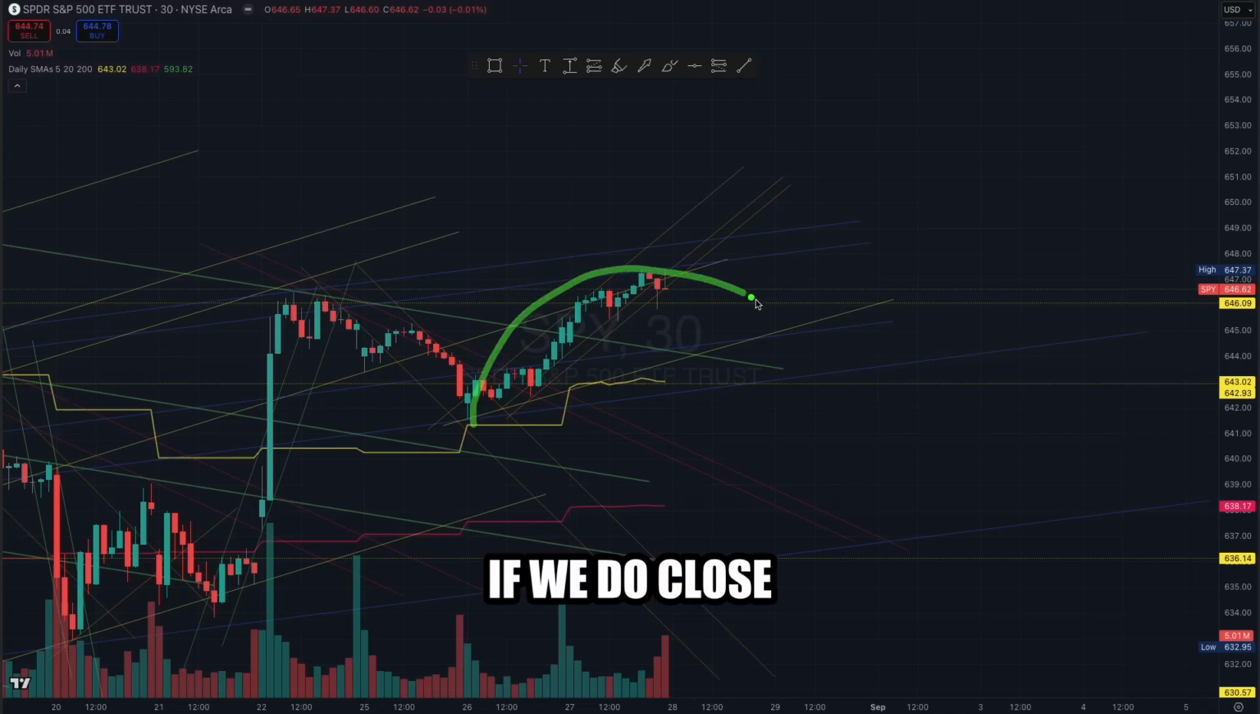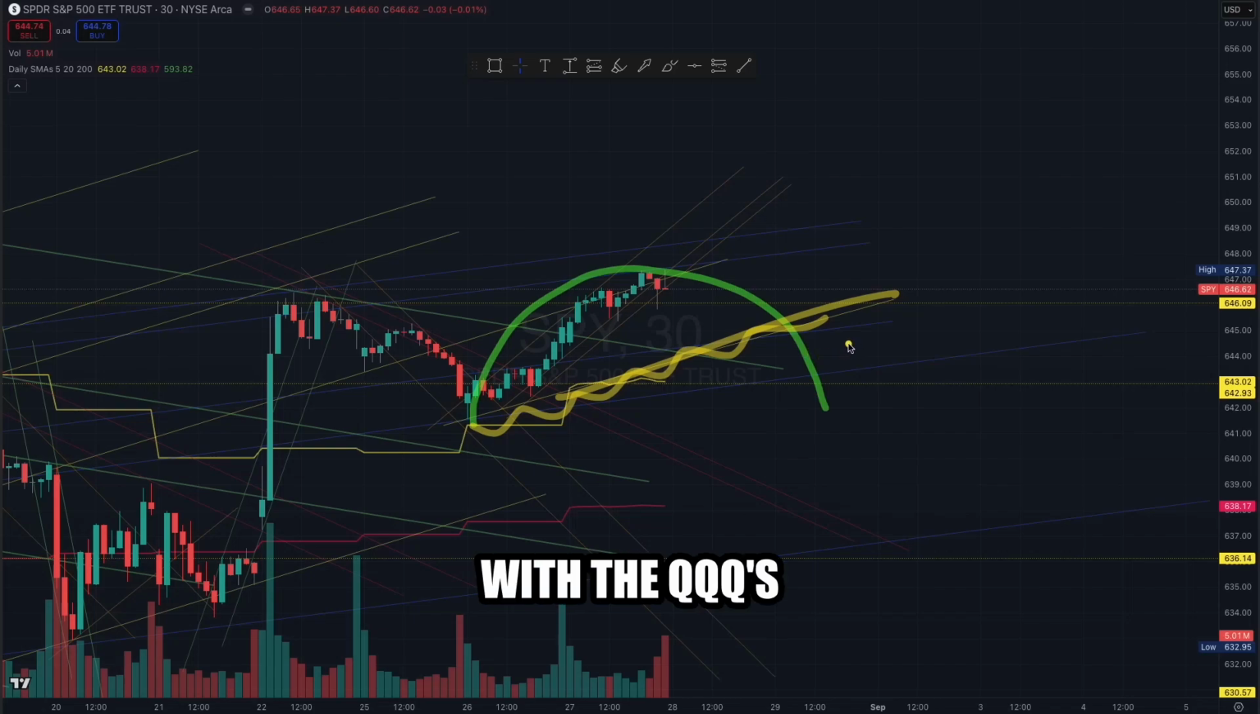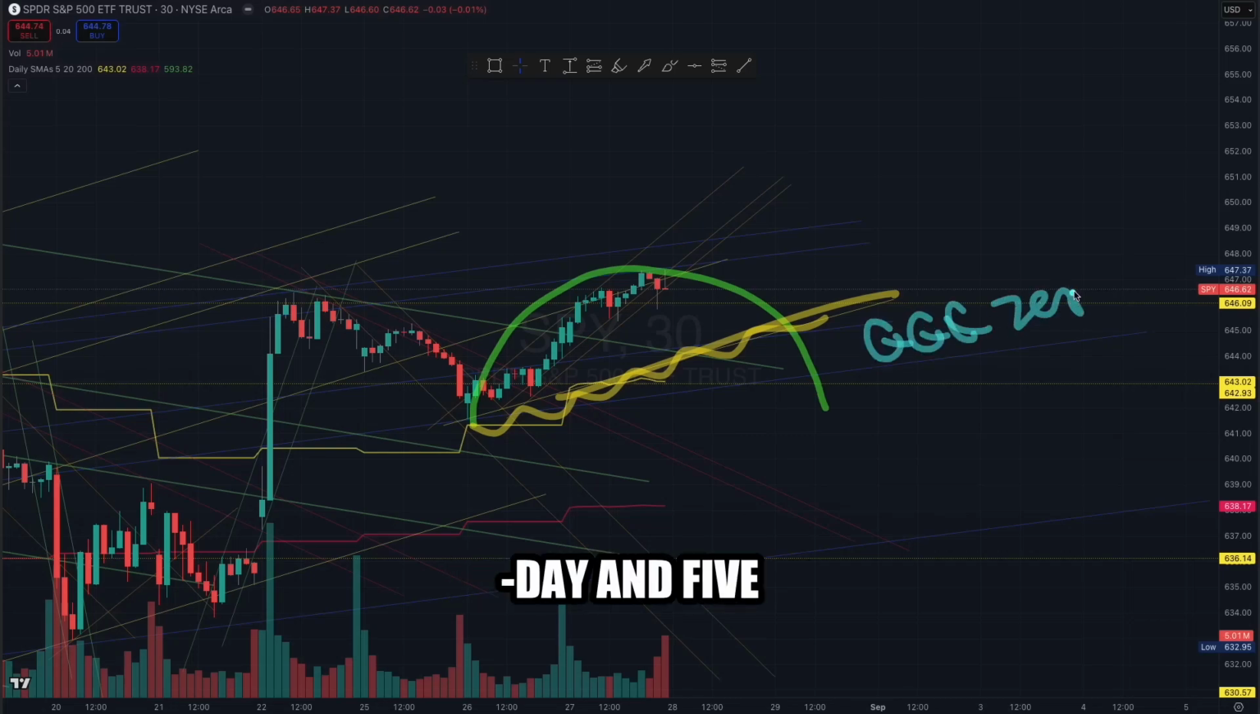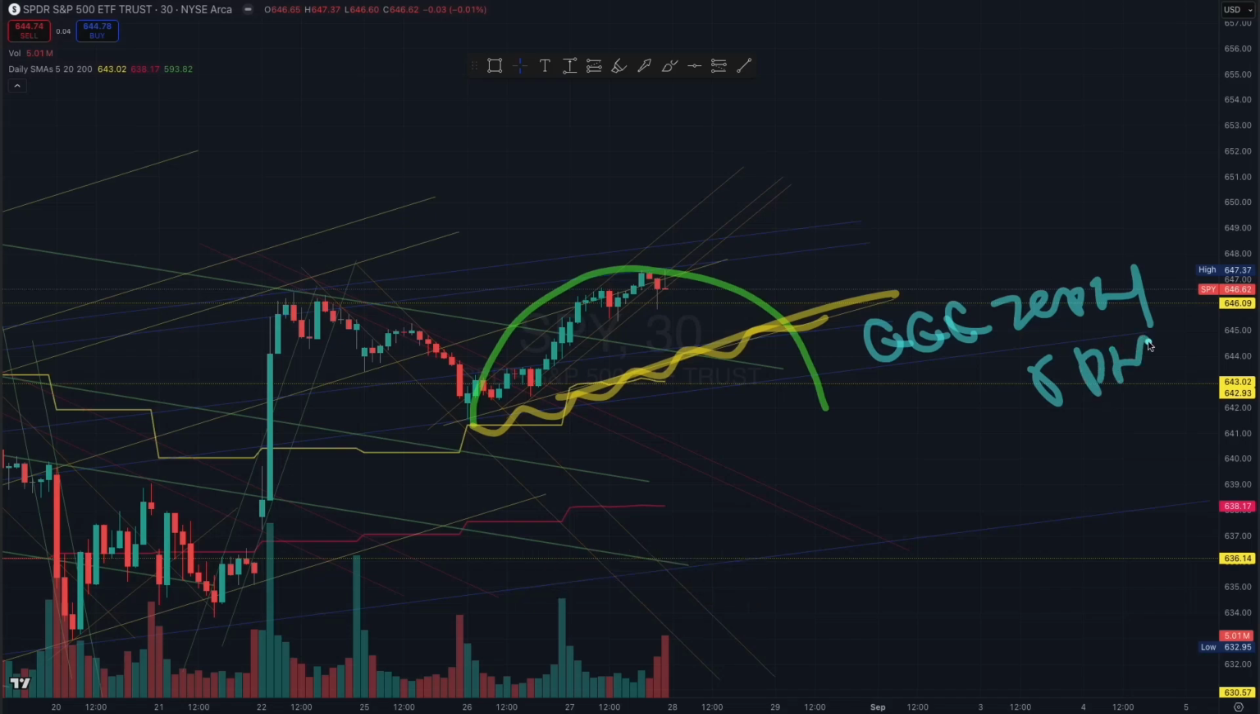Now, if we do close the larger cups, I want you to pay close attention to that 5-day moving average here, and together with the QQQ's 5-day and 20-day moving average. So pay close attention. QQQ 20-day and 5-day moving average, they will be almost converging, and you will have clearer structure here. Pay close attention to that blue algorithm.